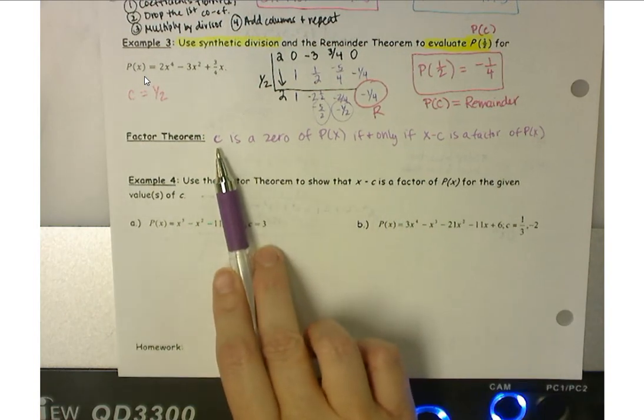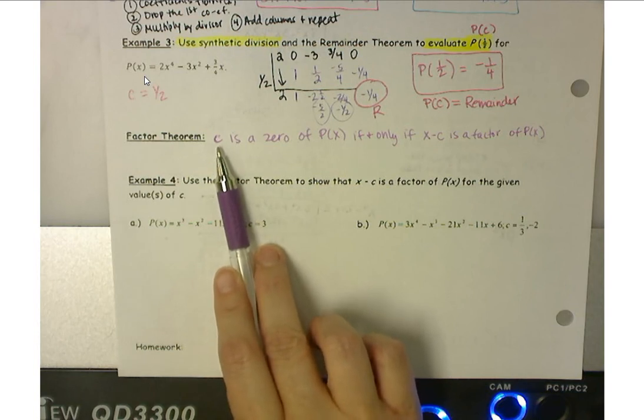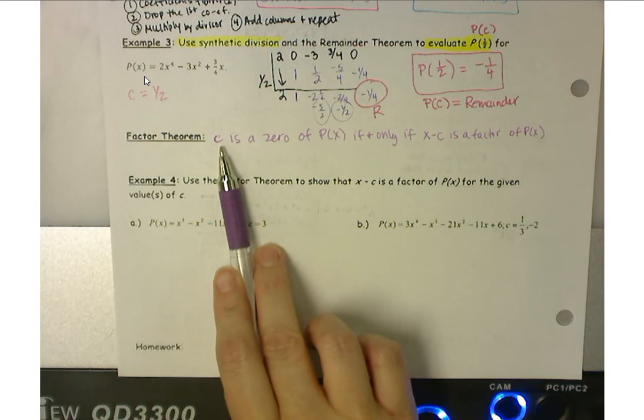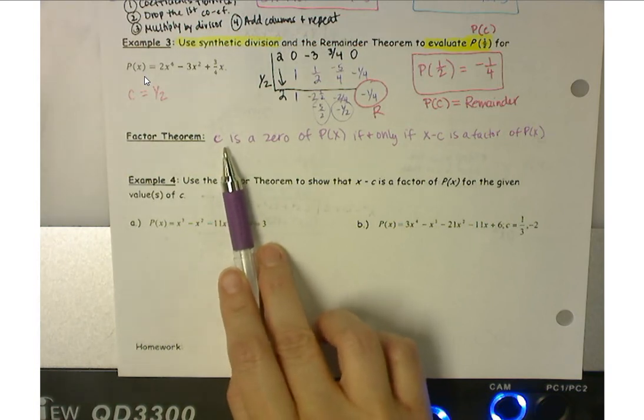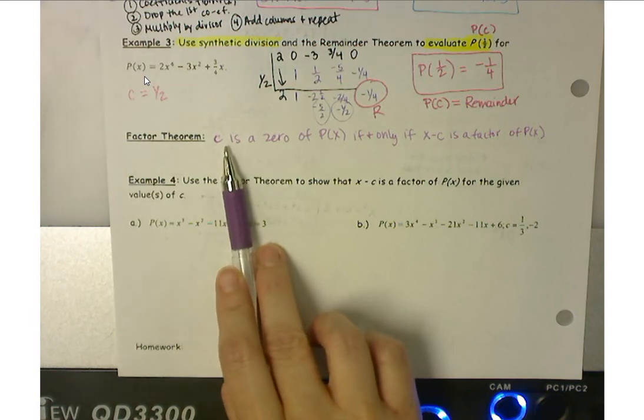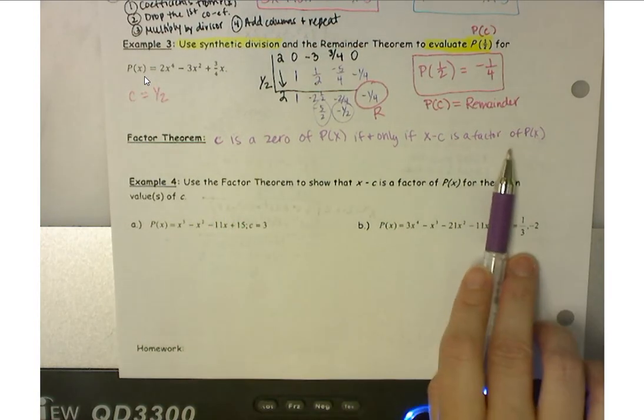Remember for bell work yesterday, I gave you the zeros and you wrote the equation. So if your 0 was -2, what was your factor? x plus 2. If you had -1, it was x plus 1. If it was 0, it was just x. Okay, so this follows along with that.